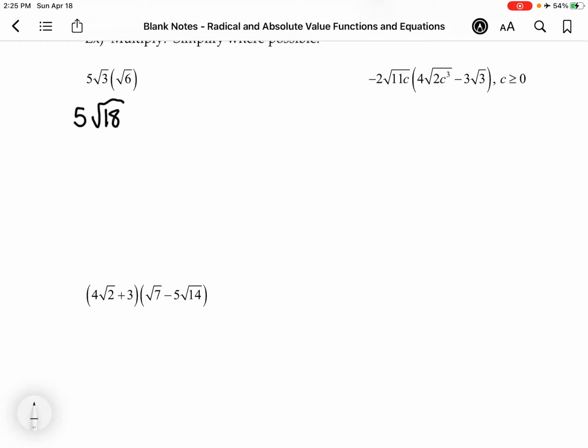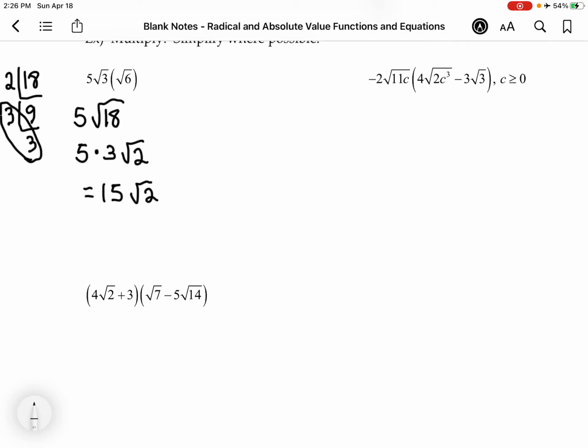Okay, now 18 actually has a perfect square factor. If you prime factorize 18, you can divide it by 2, and you get 9, and then it's 3 times 3. So we've got this pair of primes in there, right? The pair of primes is 3. So we could pull one of those outside, and what's going to be left inside the radical is a 2. So this is going to be 5 times, we'll pull one of those 3's out, and then we're left with the 2 inside. And so 5 times 3 is 15 times the square root of 2. Okay, so that would be the simplified radical once you multiply these together.